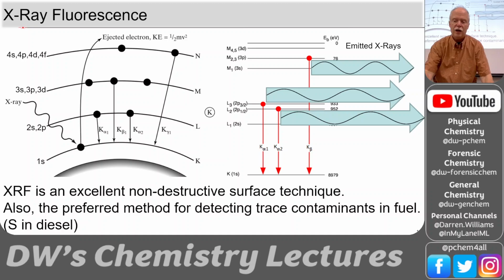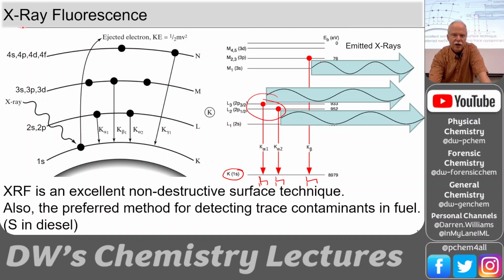And so when we knock out this 1s electron here, it's like musical chairs in the atom. We've got some chairs down here. The music stops, and all of these 2p electrons and maybe a 3p electron jump down into the 1s. And as they jump that far energetically, they spit out X-rays. So this is X-ray fluorescence. We hit it with a high energy X-ray, and we get red-shifted X-rays out.